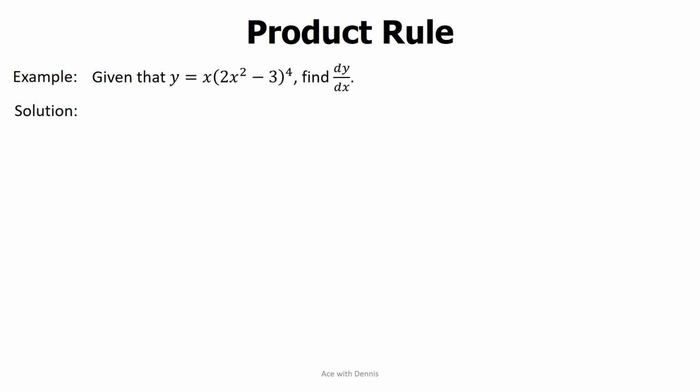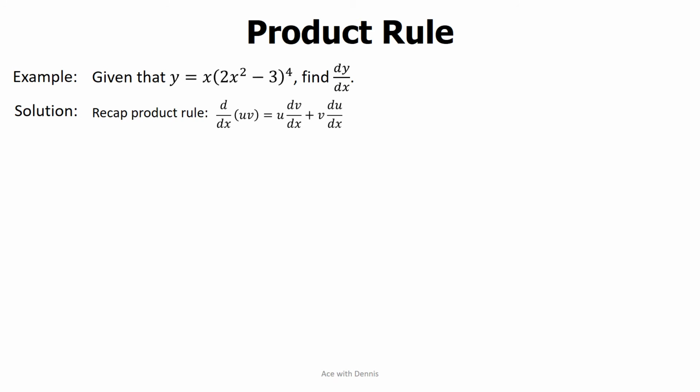Now, let's learn how to apply product rule. Let's look at this example. Given that y equals x bracket 2x squared minus 3 to the power of 4, find dy over dx. Here is the solution. So recap the product rule, which is d over dx of uv equals u dv over dx plus v du over dx.